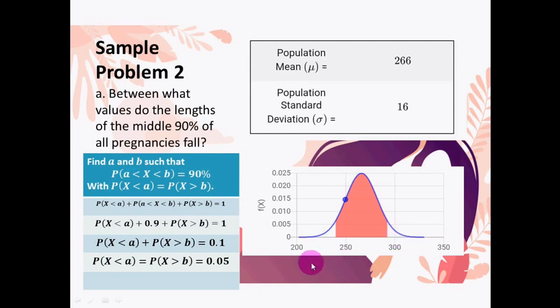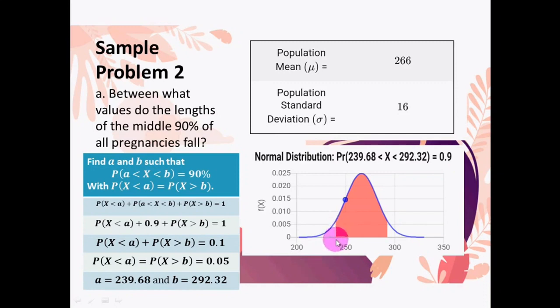And now we have computed earlier that the value of A such that the probability that X is less than A is 0.05 is 239.68. And we also have computed that the value of B, where the probability that X is greater than B is 0.05, is 292.32. So we know that ang A natin is 239.68, ang B natin is 292.32. It means that the middle 90% of all human pregnancies fall between 239.68 to 292.32 days long.